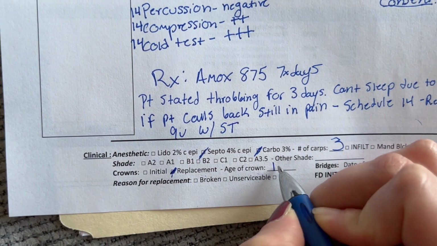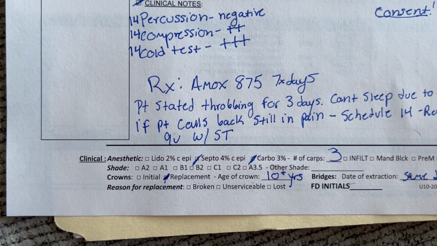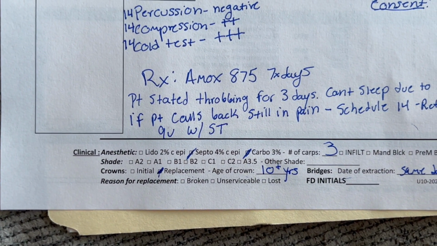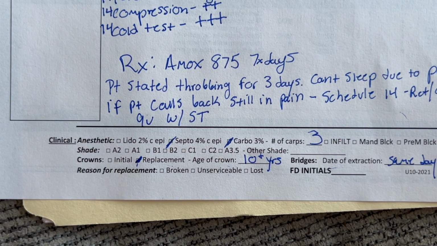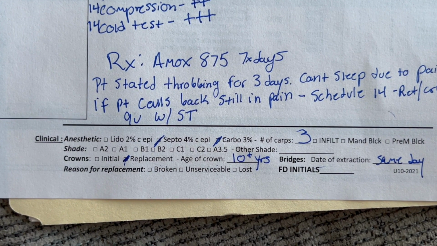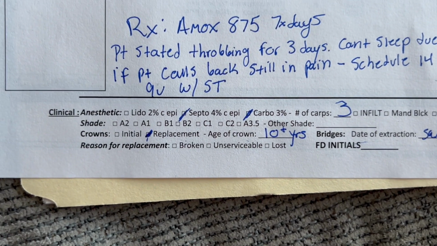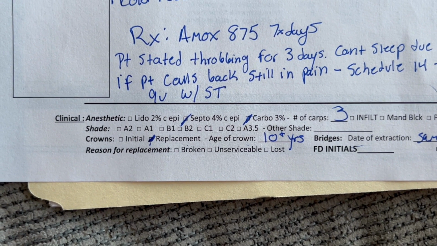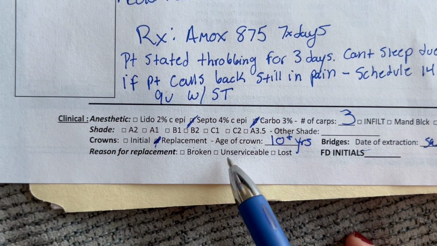So ask them, has it been more than 5 years? Has it been more than 8 years? Has it been more than 10? And typically they're like, oh yeah, it's around 15 years old or whatever. Having them tell us this information will let us know whether or not their new crown is going to be covered. So let's say that their crown is a replacement and it's 20 years old. So we would write that down here.